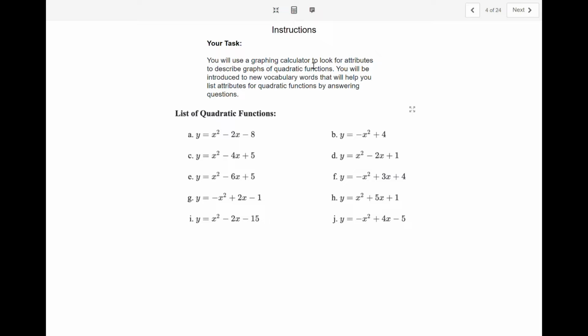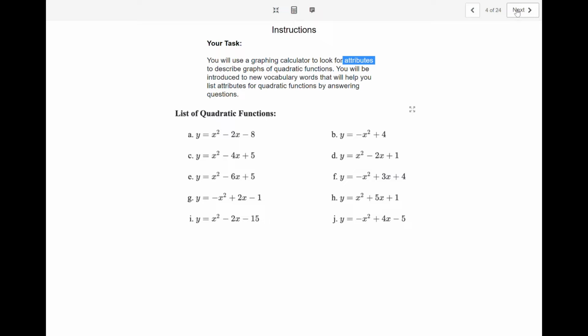That way, when you take IM3, you're going to graph other functions and also have to talk about their attributes, and that's something you'll discuss in IM3. We do this by practicing with the quadratic function, which is a neat function.